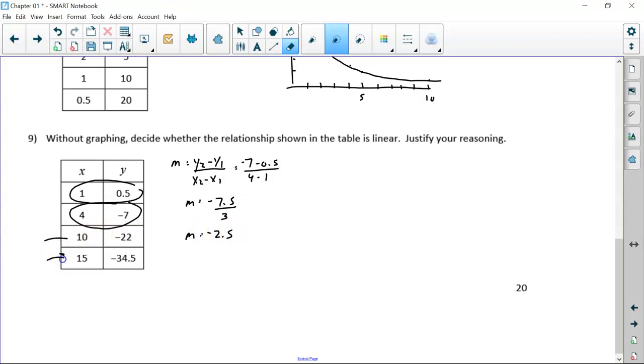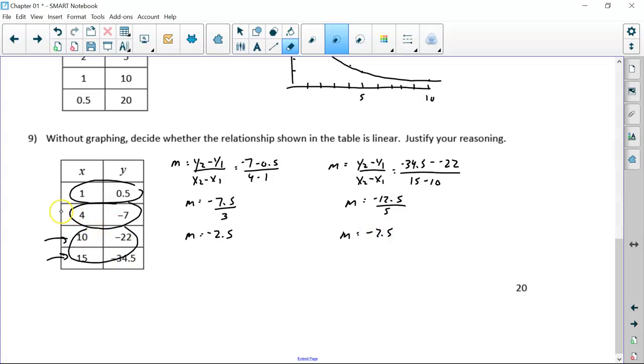Next, I'm going to work with these 2 points. So the slope, once again, y2 minus y1 over x2 minus x1. Negative 34.5 minus negative 22 over 15 minus 10. So that's going to be negative 12.5 divided by 5. So that would be negative 2.5. So that's the same as well.